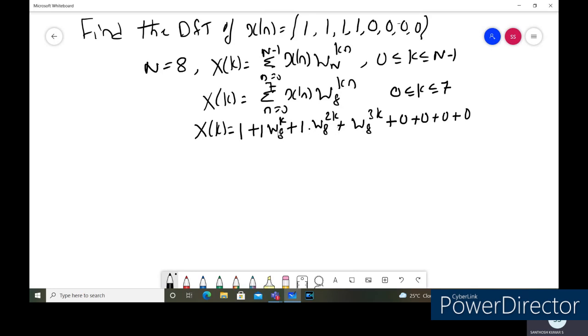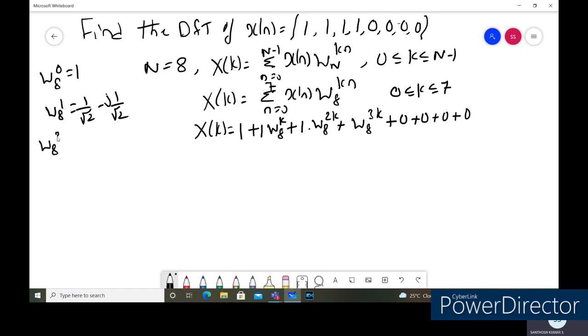So before that, we need to find the values for the twiddle factor. In the last session, we have seen how to find the values for the twiddle factor. Let us write the values for the twiddle factor here. Omega 8 to the power of 0 is equal to 1. Omega 8 to the power of 1 is 1 divided by root 2 minus j into 1 divided by root 2.